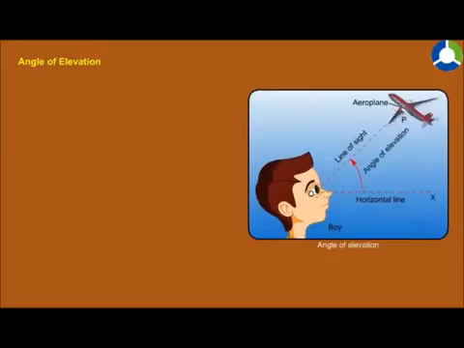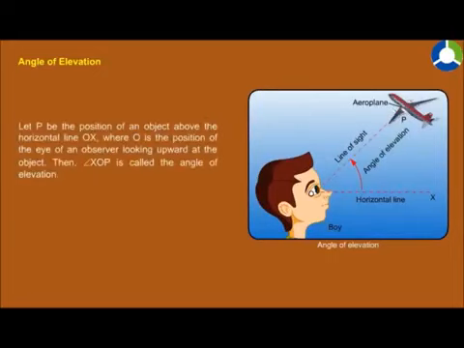Angle of elevation. Let P be the position of an object above the horizontal line OX, where O is the position of the eye of an observer looking upward at the object. Then, angle XOP is called the angle of elevation.